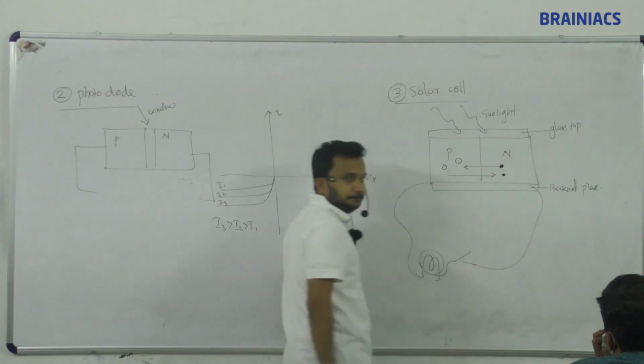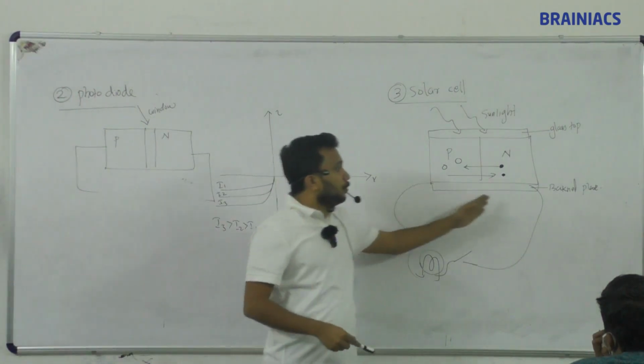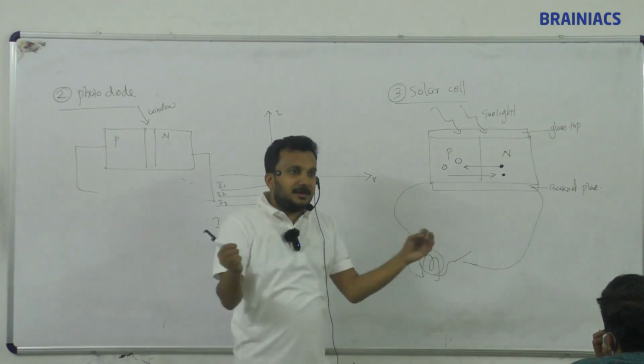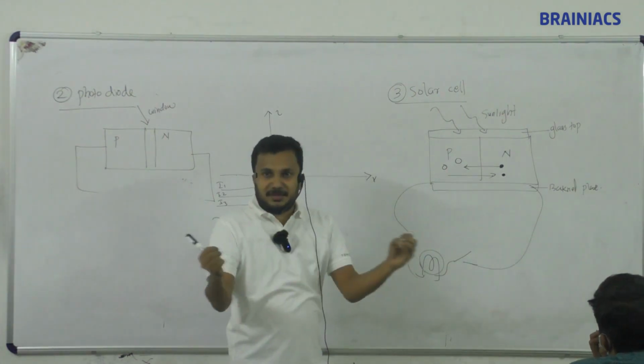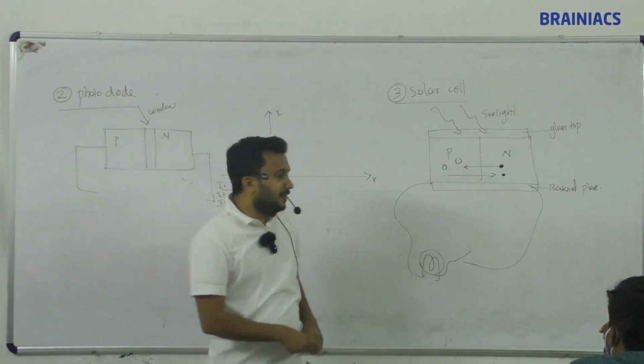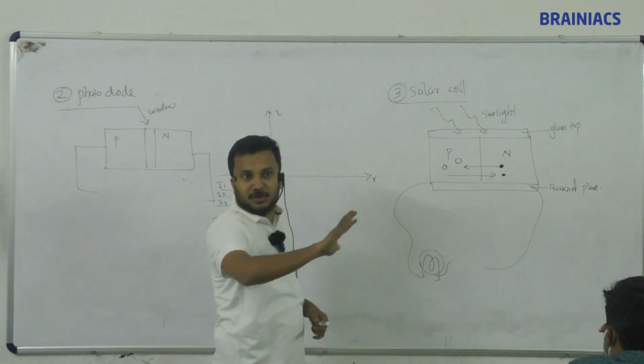It will try to move both sides. It will try to move, which means it cannot move outside the circuit because it is open circuit. This will be undergoing random motion, because it is excited, which means it got energy. Whenever it is night time, this process will continue always within the solar cell.